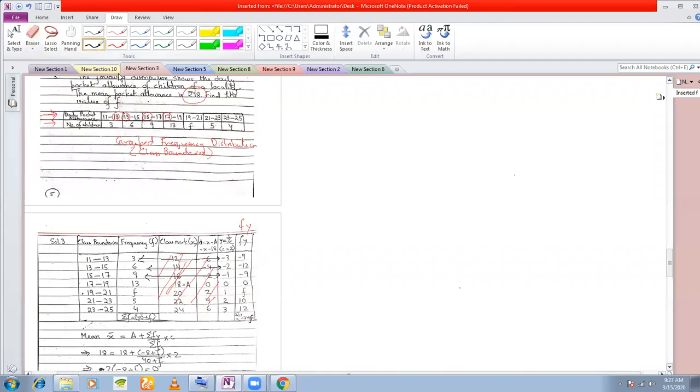What is the formula for the step deviation method? Mean x bar is equal to a plus summation sigma fy by sigma f into c, isn't it? This was the formula for the step deviation method. So let's see what the values are here. Assume mean we have taken as 18 here.